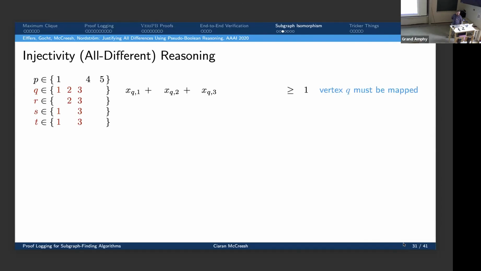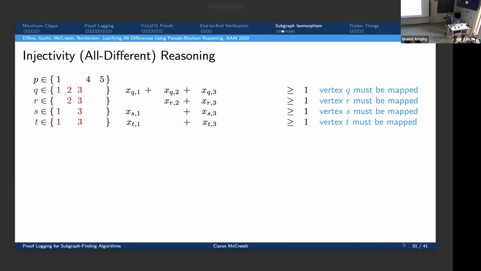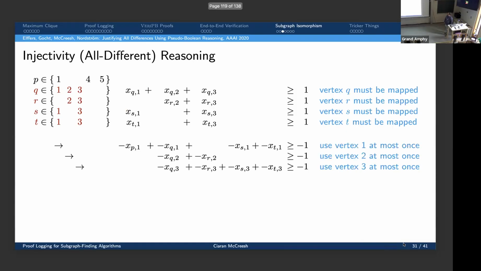Okay, so how would we justify this in a proof step? Matthew will go over a similar example to this in the next talk in more detail, so I'll just very quickly skip through and not justify why this works. Somewhere we have constraints saying that vertex Q has to go somewhere, vertex R, vertex S, and vertex T have to go somewhere. And we have constraints saying we can use vertex 1 at most once, vertex 2 at most once, vertex 3 at most once. If you add all of these things up, we're going to get 4 from there, minus 1, minus 1, minus 1, so we're going to end up with a 1.